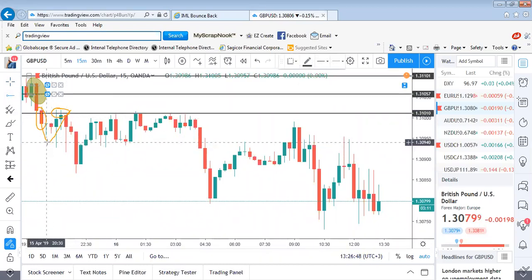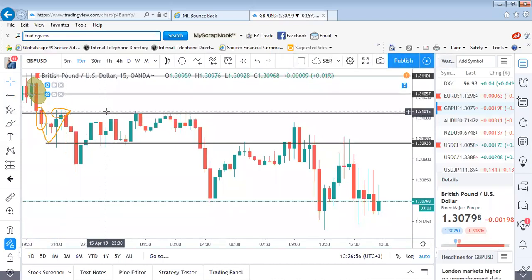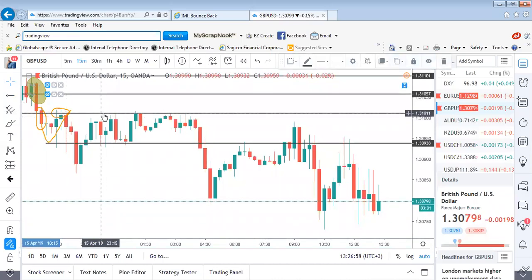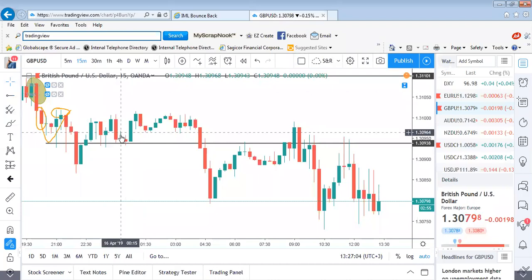So we need to identify support and resistance zones. I have a support zone right here. So let me just remove the previous ones so that we don't get confused, right?